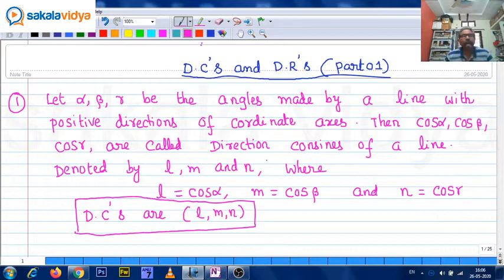Okay, now the relationship between L, M, N, that's very important.